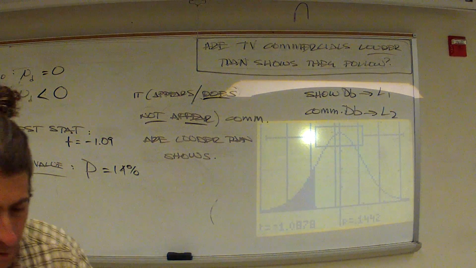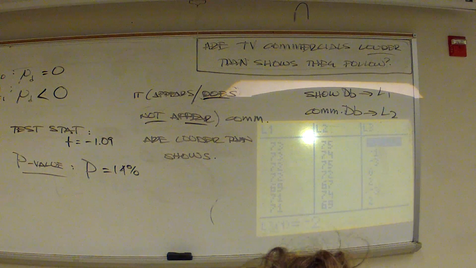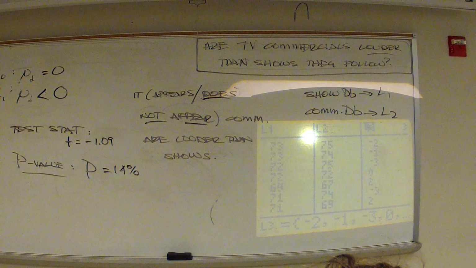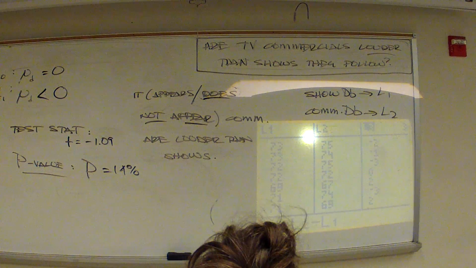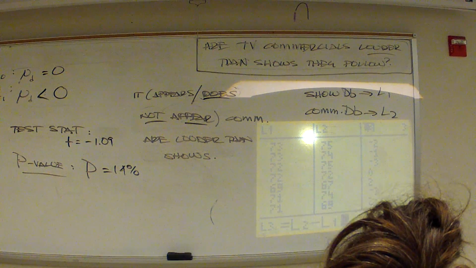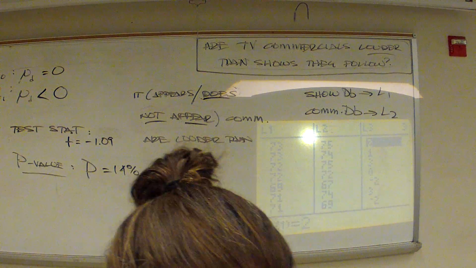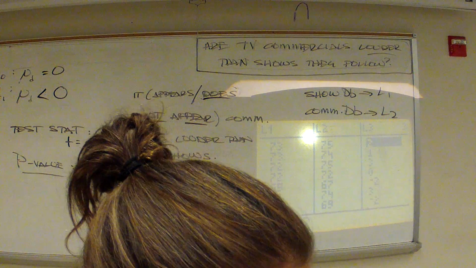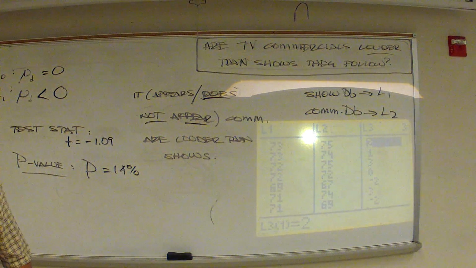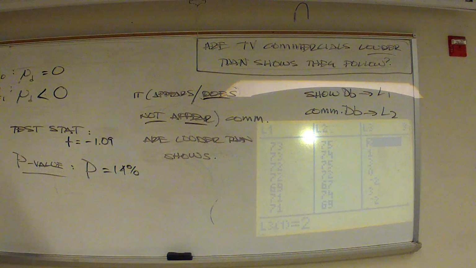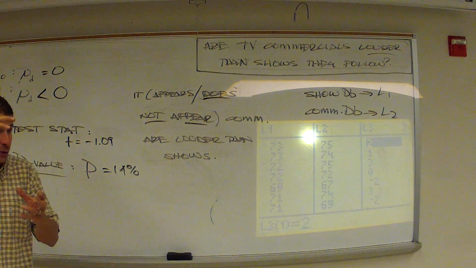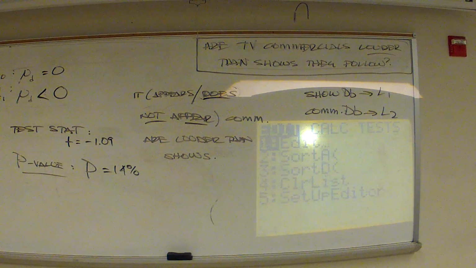Watch this. Stat, edit. Okay, here's L1 and L2. In L3, I'll do L2 minus L1. Now watch the signs when I press enter. They all swapped. The negatives have become positive and the positives negative, which means if the commercials are louder, we'll now have an overly positive value because we did commercial minus show. So all you got to do is run the test now.